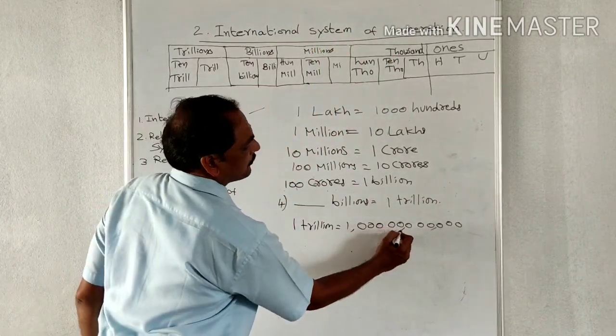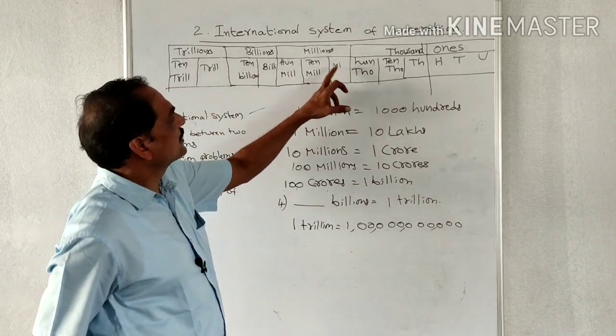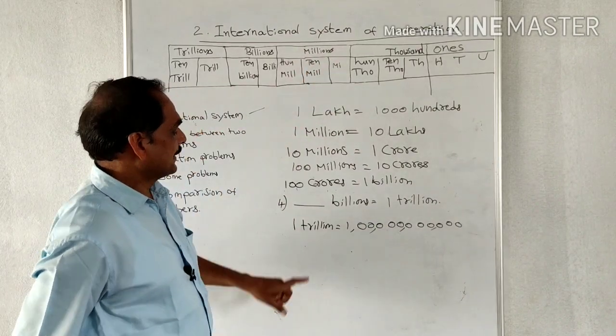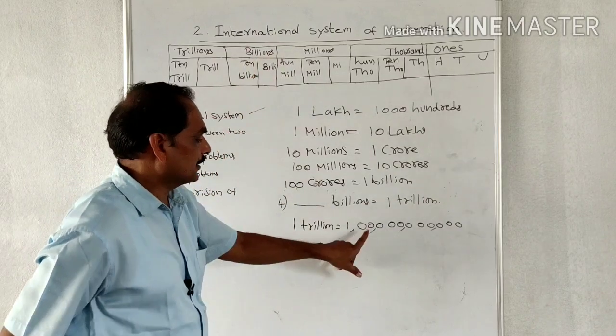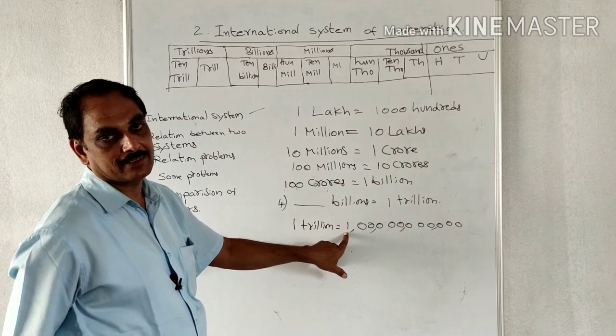Next, million, 10 millions, 100 millions. This is the millions period. Next, the billions period. 1 billion, 10 billions, and this is a trillion.